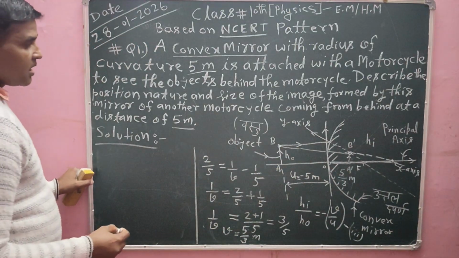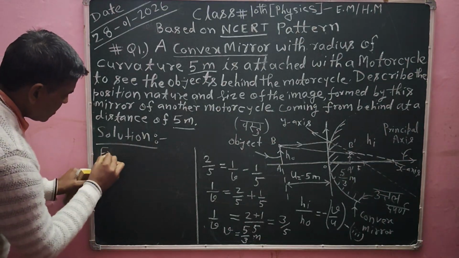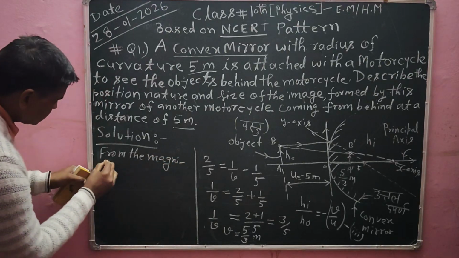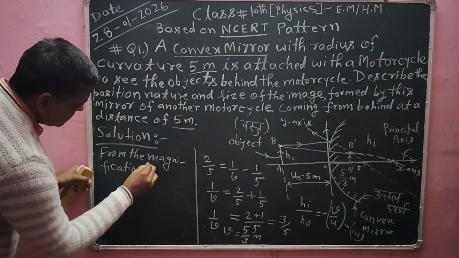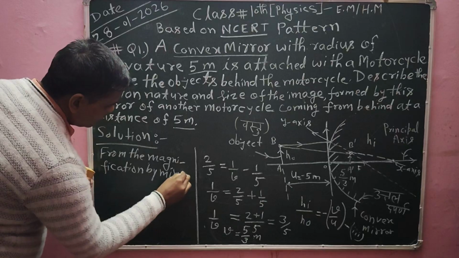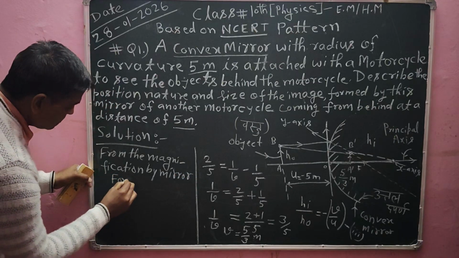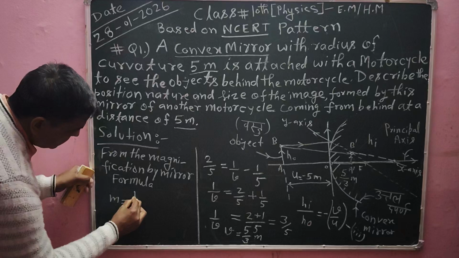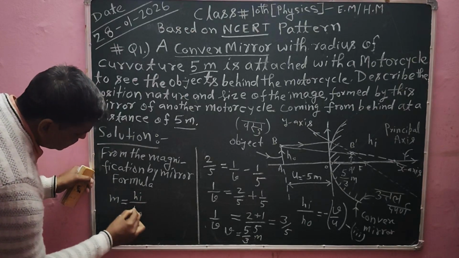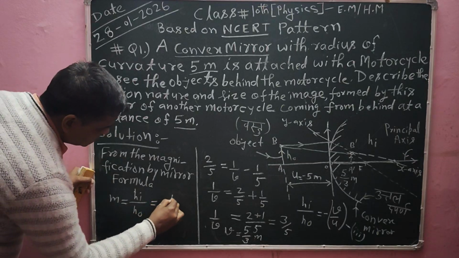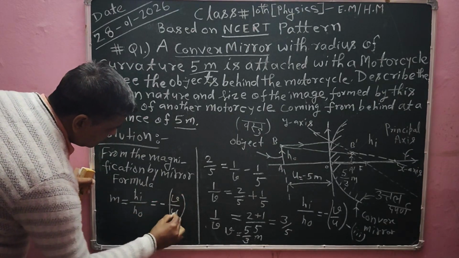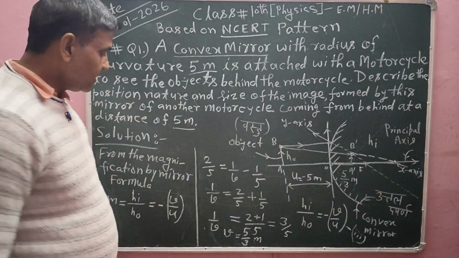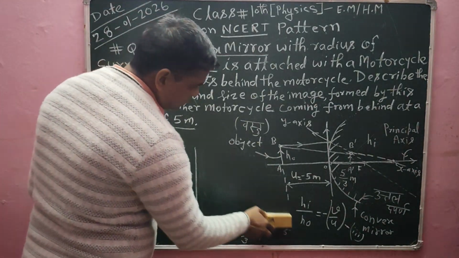Okay, from the magnification by mirror formula, I can write here M is equal to HI divided by HO. HI divided by HO is equal to minus V divided by U. So I will use this formula to evaluate the value of HI, that is the height of the image. So these informations I will also erase.